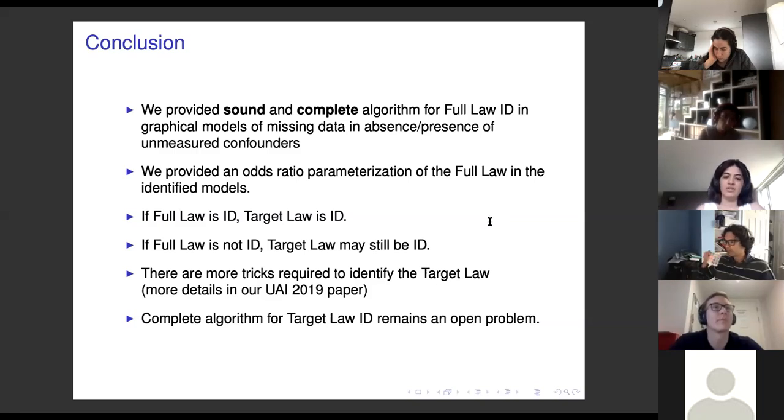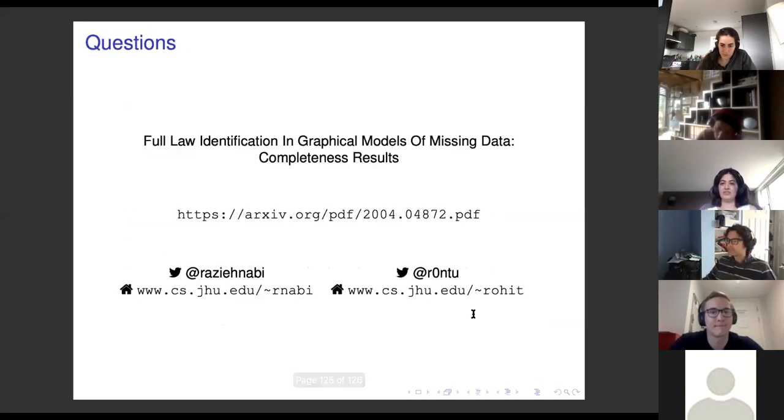In fact, we discuss some ways in which these things are actually identified, even in the presence of these problematic structures for the full law; the target is still going to be identified. But unfortunately, there is still no complete algorithm to characterize the identification of the target law, even in DAGs without unmeasured confounders. And thank you very much.